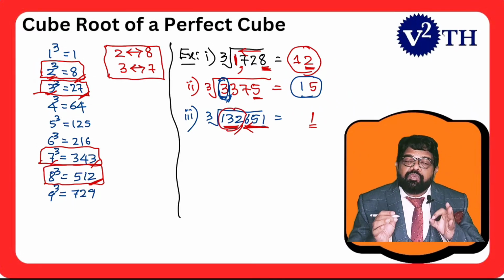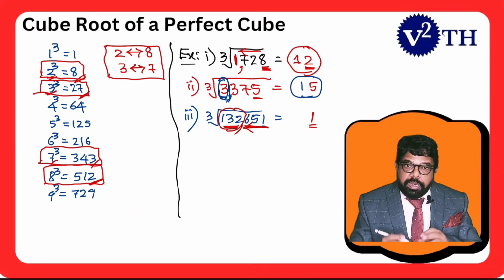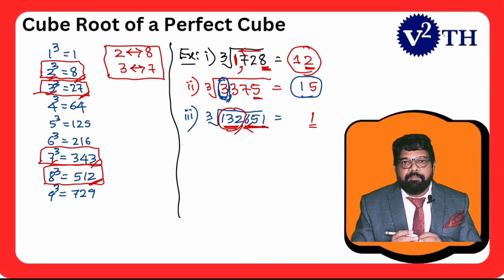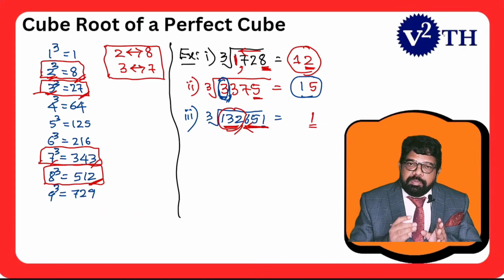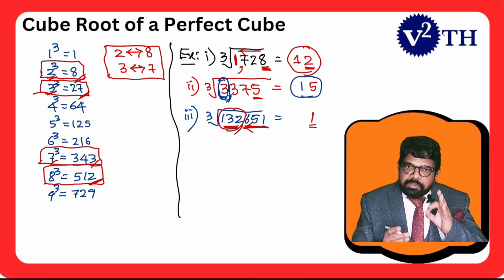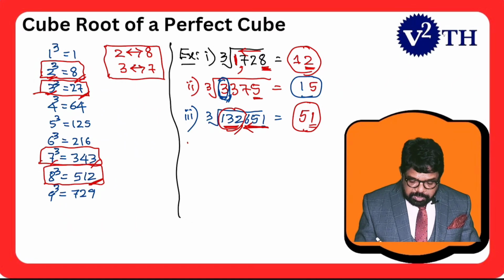5 cube is 125. Here 132 is there. 6 cube is 216. So 132 lies between 5 and 6, so the smaller one, 5, we have to take. So what is the cube of that value? So 51. So 51 cube is 132651.